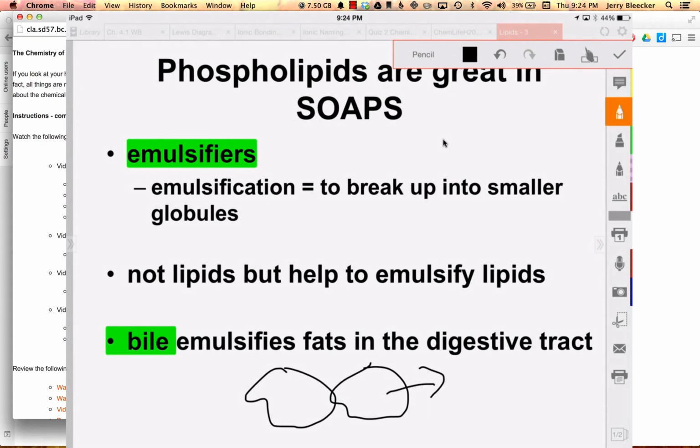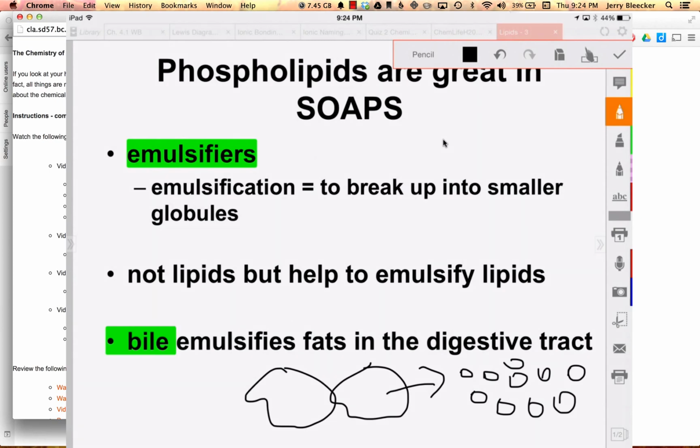But in the meantime, we break those giant fat globules into little tiny bits. And this is much more effective. It increases the surface area so that your digestive tract has an opportunity to better absorb it.